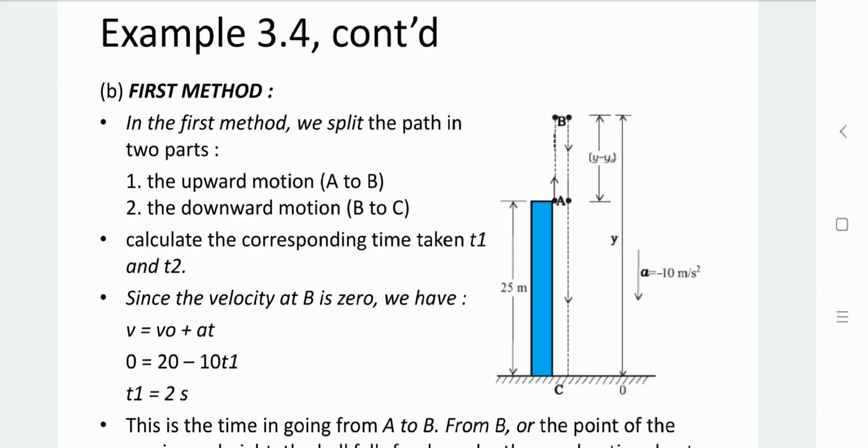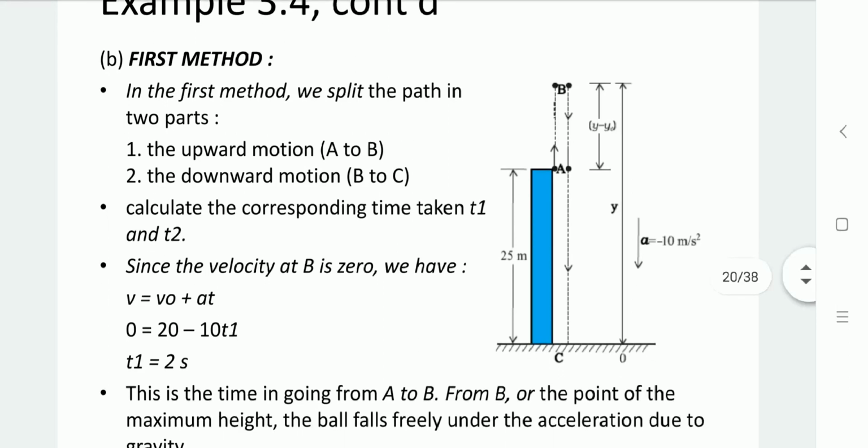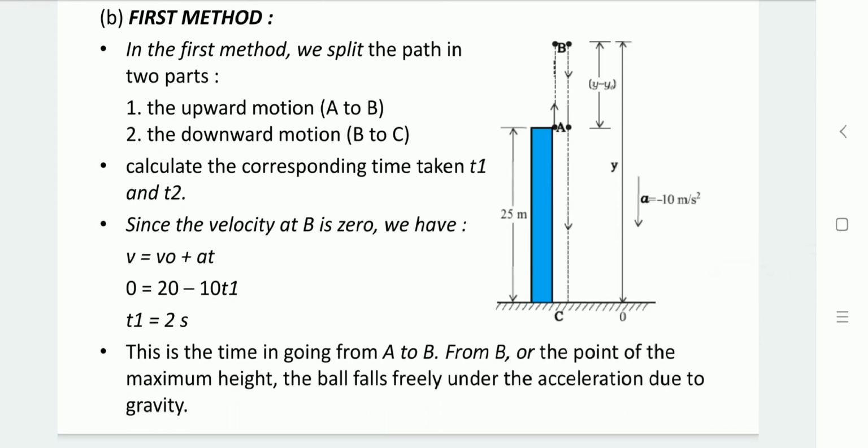The velocity of the ball on reaching B is 0. So let us take another kinematic equation: V equal to V0 plus AT. Final velocity is 0, initial velocity is 20, acceleration is minus 10, and T is T1. From that, we get the time T1 equal to 2 seconds. This is the time required to move the ball from A to B.